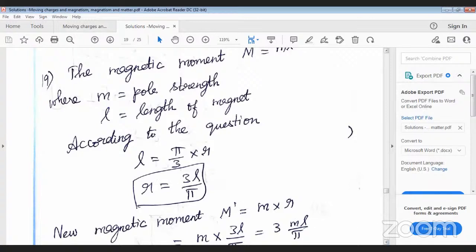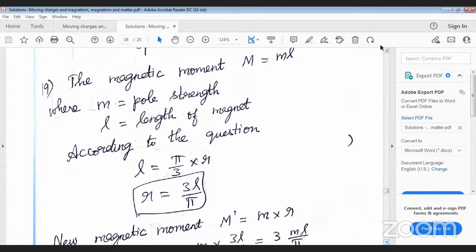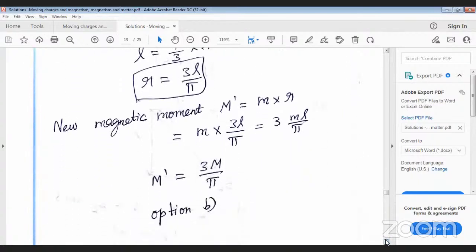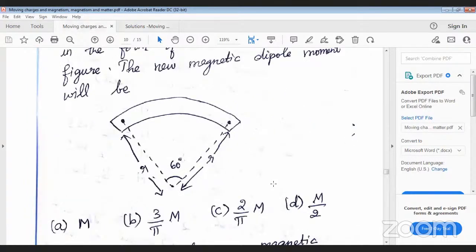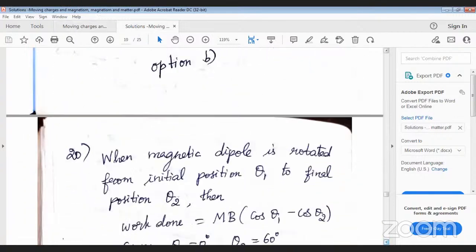Now the new magnetic moment is given by small m into that L. Okay, small m into L. So that will be r. So r equal to 3L by pi. Small m into 3L by pi. That will give you 3ml by pi. So here ml means capital M. Okay. So 3 capital M by pi. That is in option B. Okay. 3 capital M by pi. That is in option B.